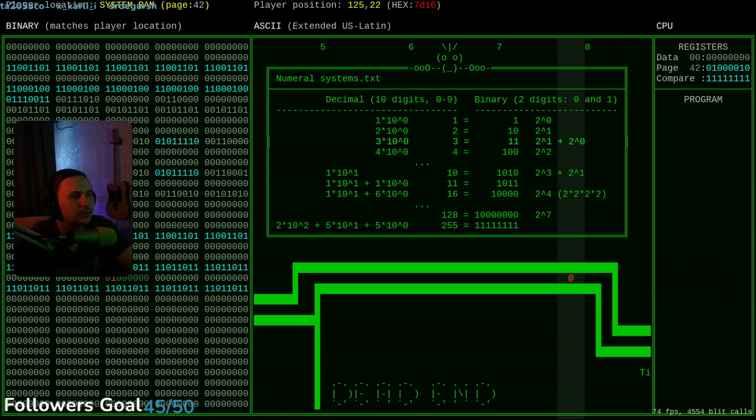Numeral systems. Decimal. Binary digits, 0 and 1. Decimal, 10 digits.